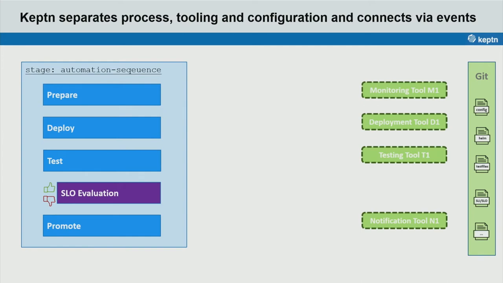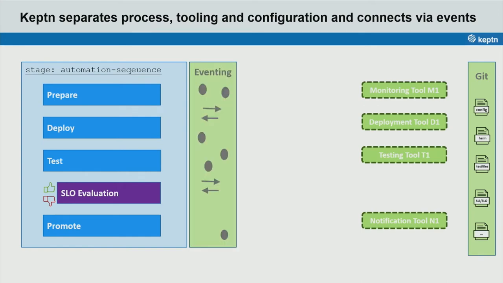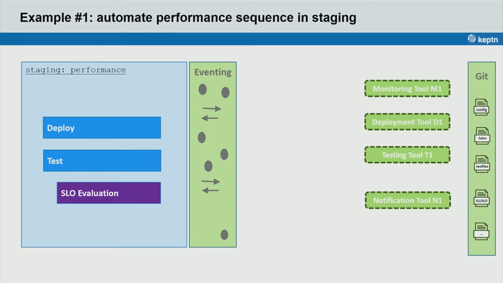All the configuration is maintained in the Git repository. And then we're using eventing to connect the two things together. So to give you an example, because we're talking about performance engineering here, if you want to use Keptn for the complete sequence for performance engineering, you want to deploy a new artifact, you want to test it, and you want to have it evaluated.